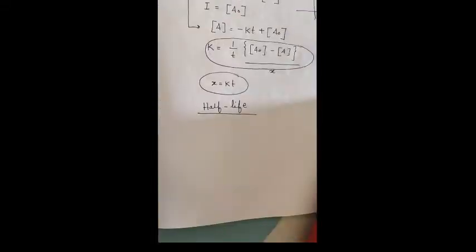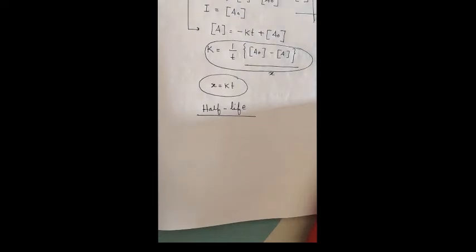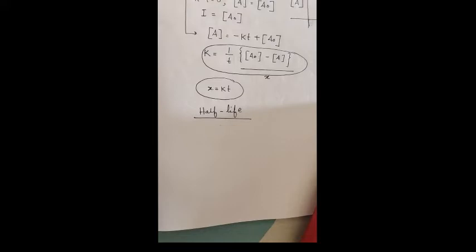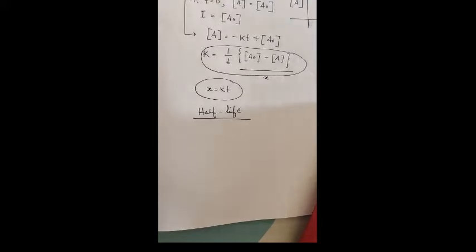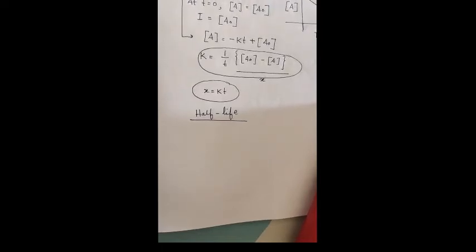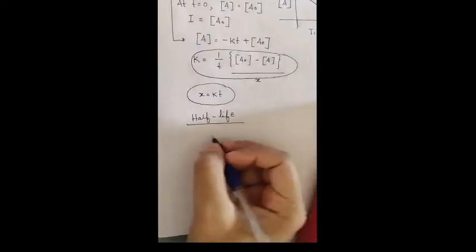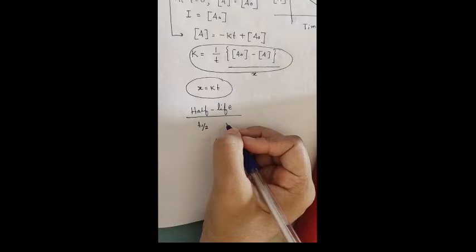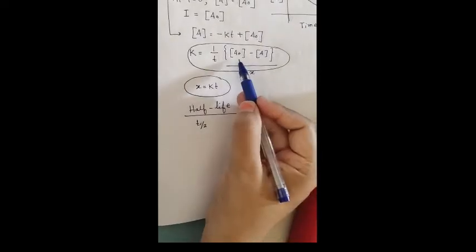Putting the value of I as A0, we get this equation as A is equal to minus Kt plus A0. So what do we get? K is equal to 1 by t, concentration A0 minus A. So this is our integrated rate equation for a zero order reaction.